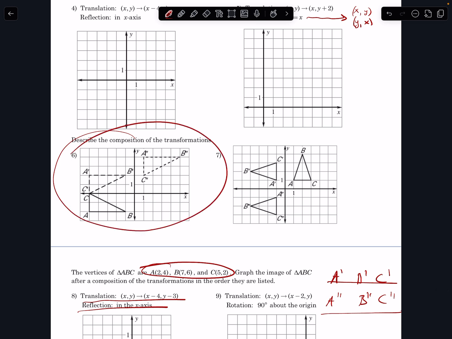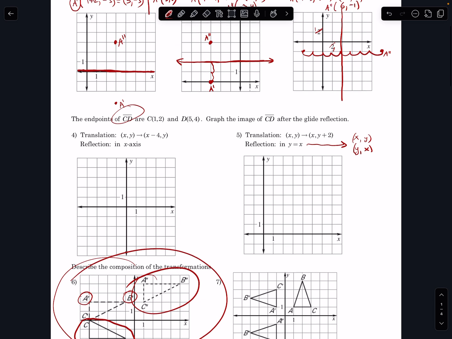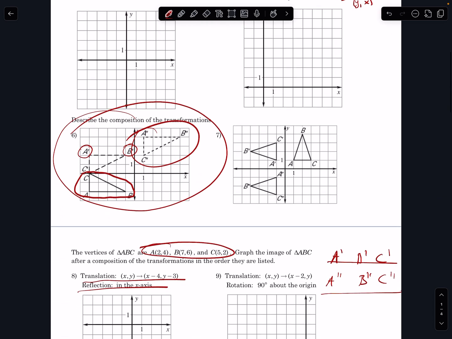Describing a transformation is very simple, right? This is our original triangle, okay? Prime means that's the first transformation, right? So the first transformation will be a reflection across the x, and then we have a translation as the second transformation, okay? So just as long as you understand this, you're looking at what you need to do, everything should be okay, all right?